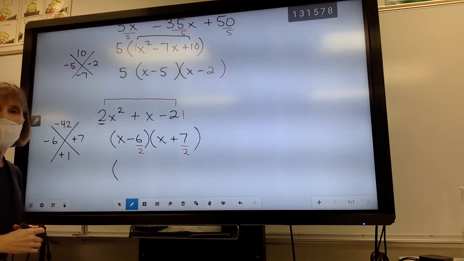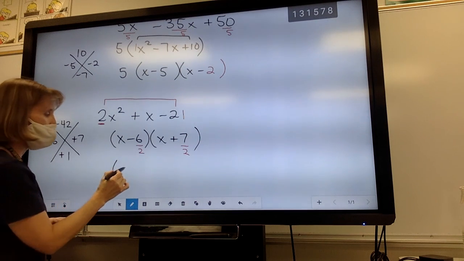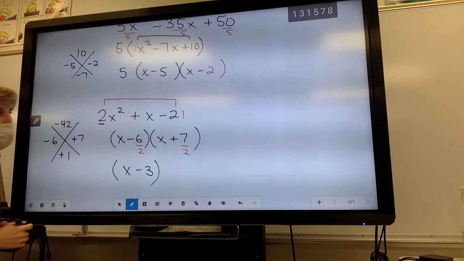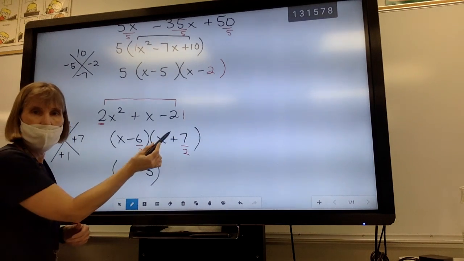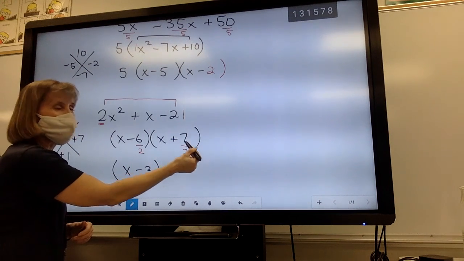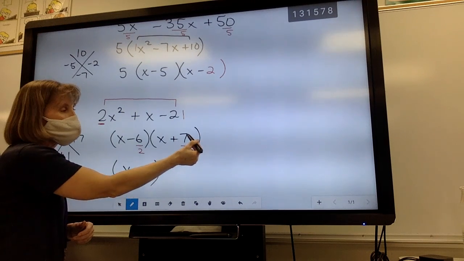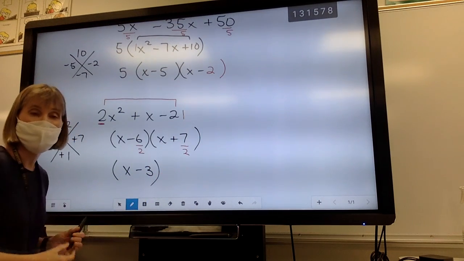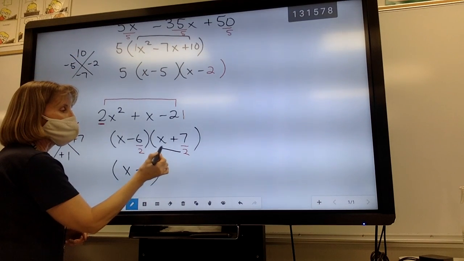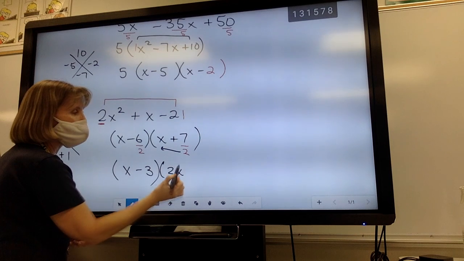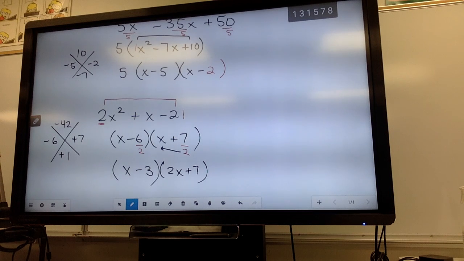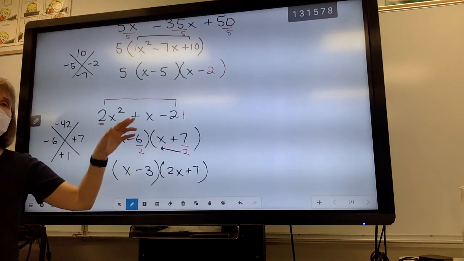Does 6 divide by 2 evenly? Yes. So I go ahead and I do that division. 6 divided by 2 is 3. How about 7 divided by 2? Does that divide? No. And here's one thing you have to have. That fraction has to be in lowest terms. So if that fraction's not in lowest terms, you need to reduce it before you slide. Because it doesn't divide, we slide that to the front. We get 2x, and we leave the numerator where it's at. And we say 2x plus 7. Because it didn't divide, we have to slide.